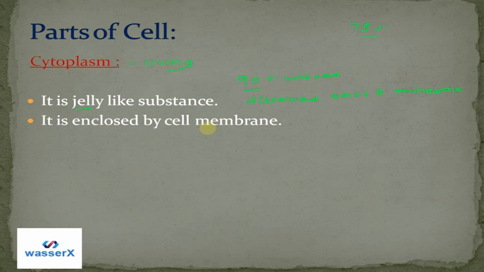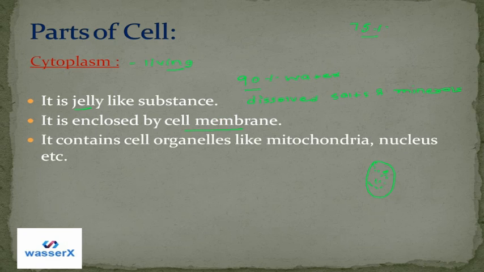Then next is it is enclosed by the cell membrane. That means that if this is my cell and this is cytoplasm, so this is nucleus. So let's talk about the animal cell. So this is enclosed by the cell membrane. And if it is cell of a plant, then also it is enclosed by the cell membrane. And next is, it contains different cell organelles like mitochondria, nucleus, then many other vacuoles, lysosomes, and all these cell organelles. So we can say that cytoplasm is a very important structure of the cell, as it contains many of the cell organelles inside it.